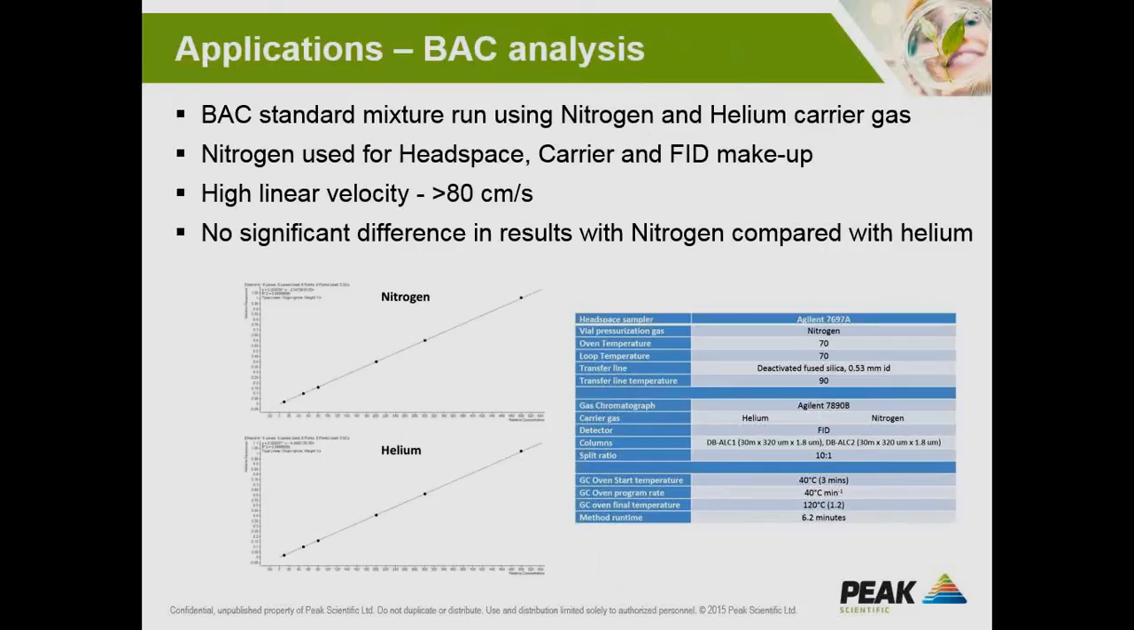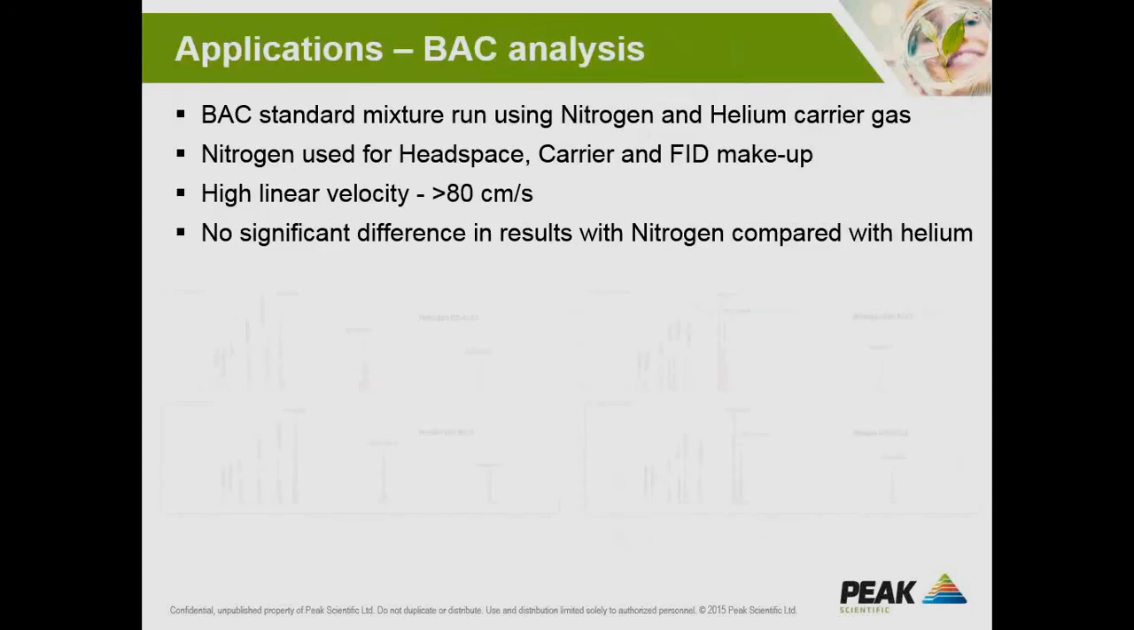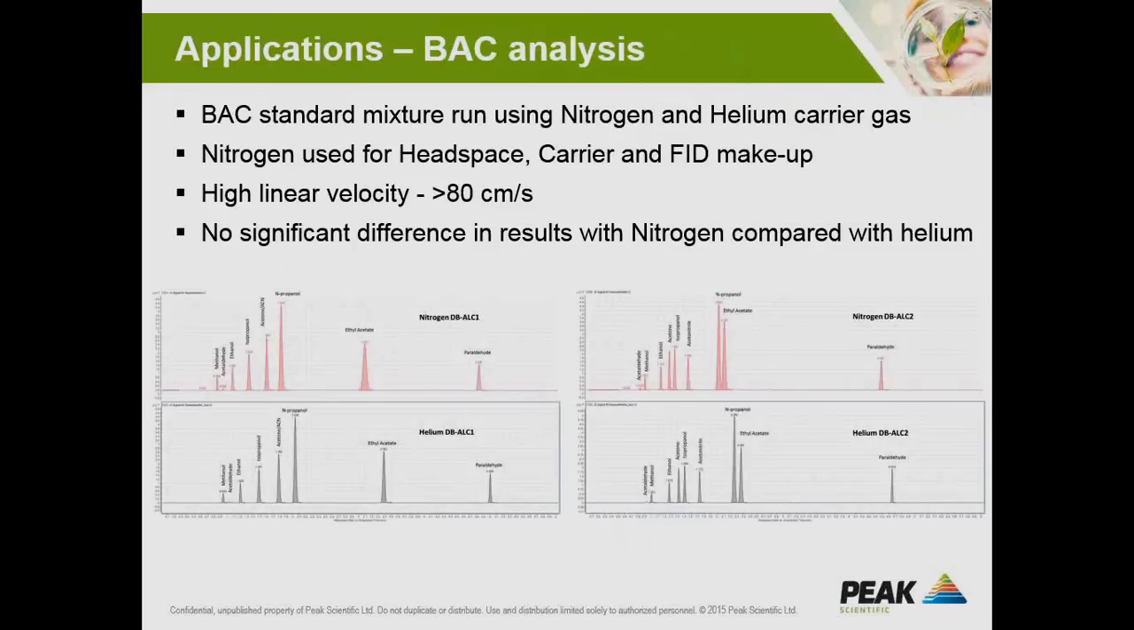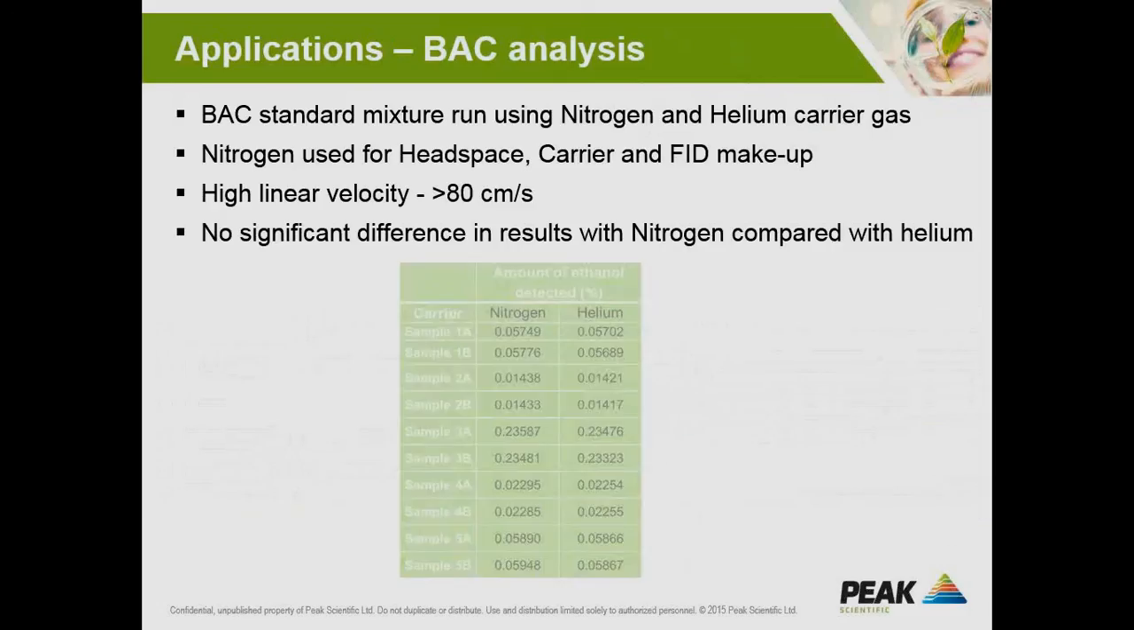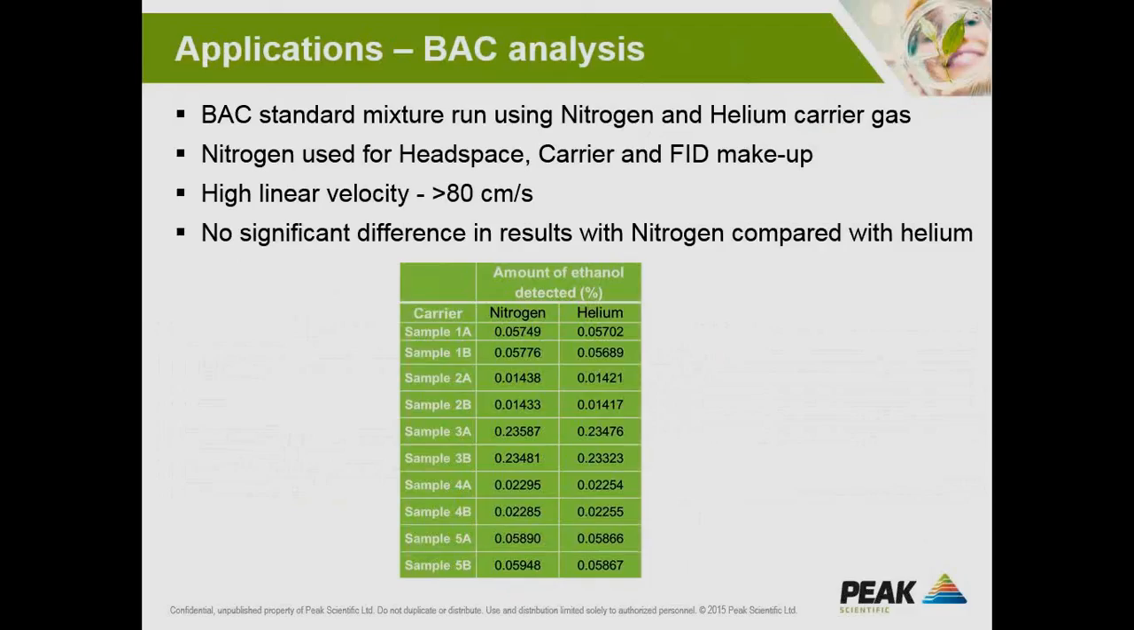As you can see here, the calibration curves both gave very good R squared values, and if we look at the chromatograms, you're getting very similar analysis, so good separation of all of the peaks in the standard there. And this table just shows some unknown samples that were analysed using both nitrogen and helium. These were analysed in duplicate, and you can see that the values are very close indeed. So there was no significant difference between any of the results, regardless of which carrier gas was used.